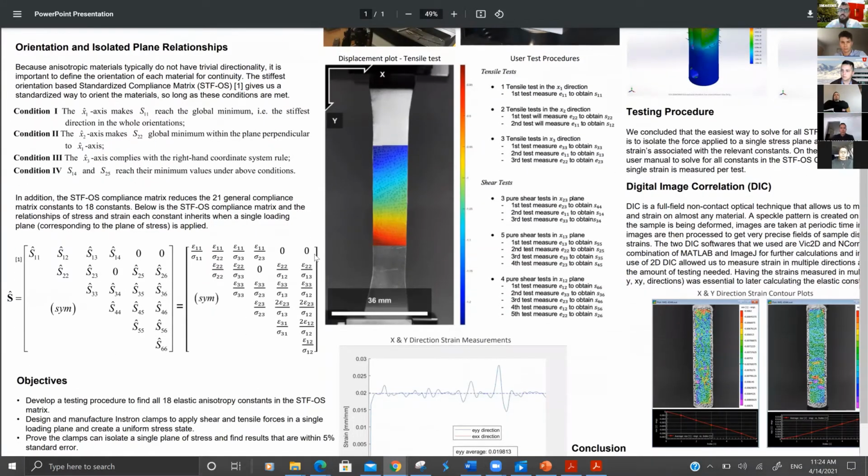In addition, the STFOS compliance matrix reduces the 21 general compliance matrix constants to only 18 constants, which can be seen in those two matrices right here. We can see that the S15 and S16, along with the S24 constants, go to 0. In order for us to transition from here to this matrix, there's only one condition. That condition is it will only hold for a single loading plane. And we can afterwards get those relationships between strains and stresses.